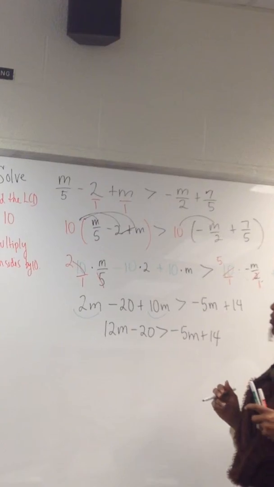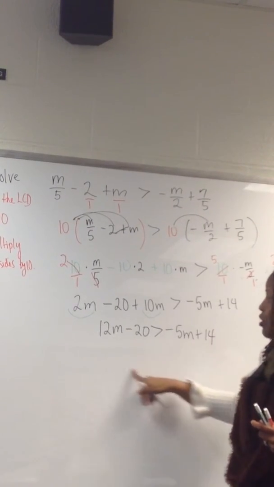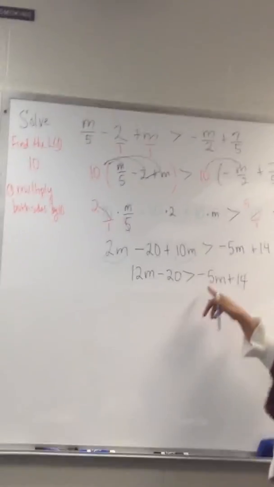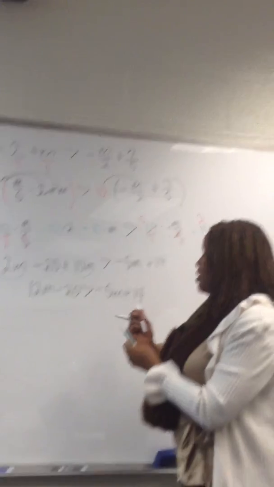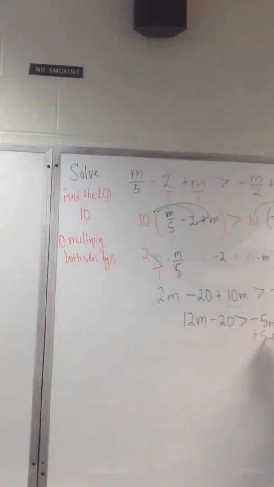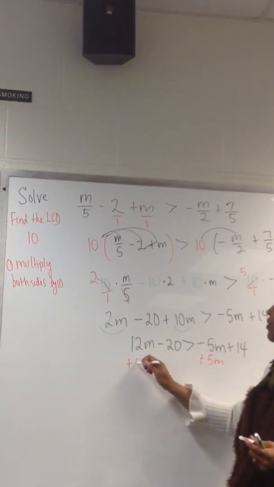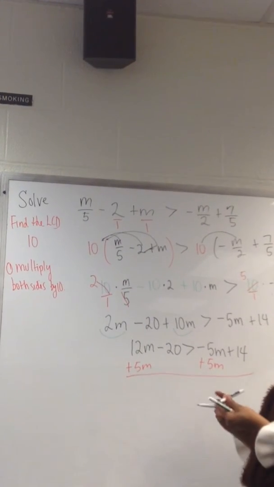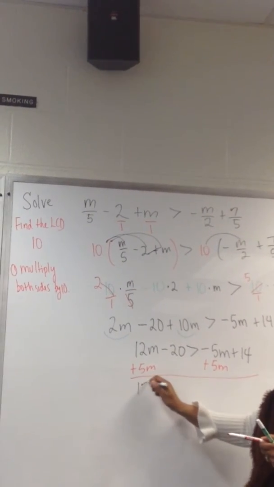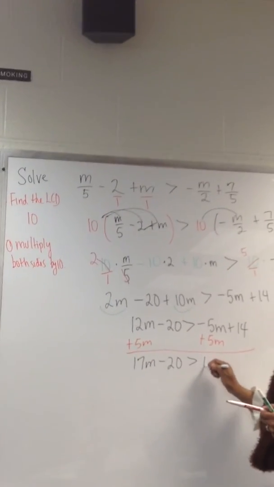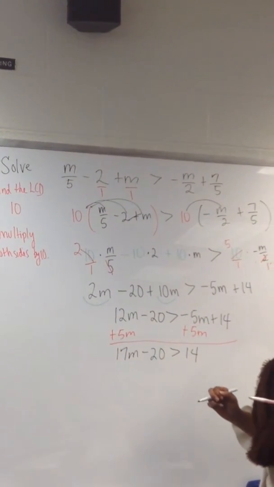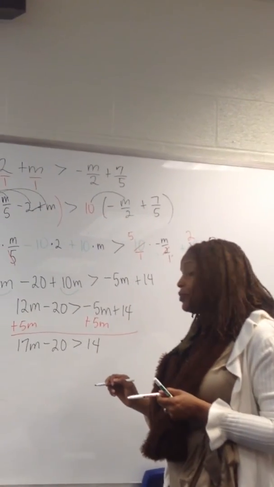Add 5m. Okay. So you chose to not necessarily bring the 5 in, to eliminate the negative 5m. So you add the opposite because we want to get rid of that whole term. So plus 5m, plus 5m. And I'm left with 17m, good, minus 20 is greater than 14. Okay? Jay, take you from here.